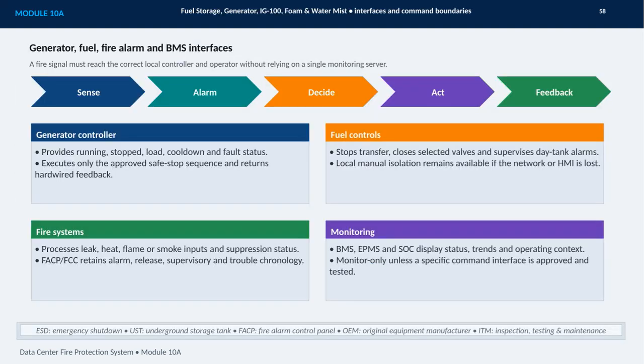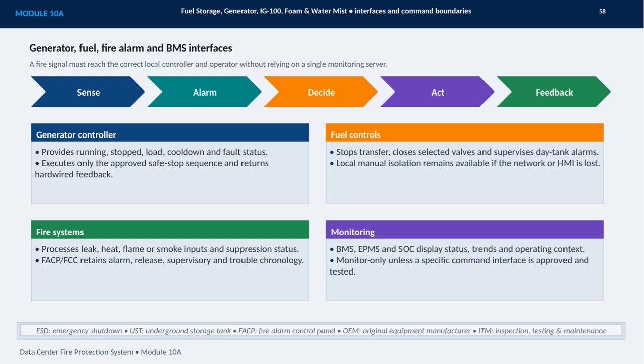This slide defines the command boundaries between the generator, fuel system, fire systems, and monitoring platforms. The core operating sequence is sense, alarm, decide, act, and confirm feedback. A fire signal must reach the correct local controller and operator directly, rather than depending on one monitoring server. The generator controller provides running, stopped, load, cooldown, and fault status. It performs only the approved safe stop sequence, then returns hardwired confirmation.